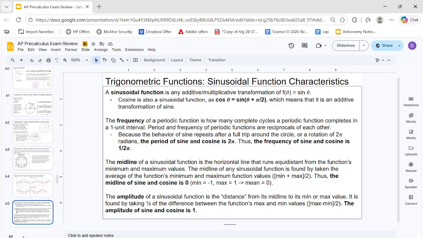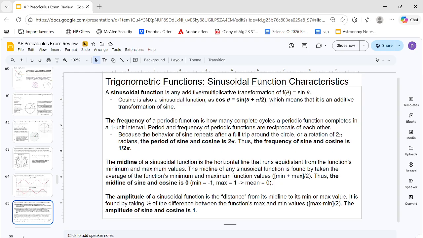A sinusoidal function is any additive or multiplicative transformation of f(theta) = sine theta. Sinusoidal functions can also have cosine in them, so a sinusoidal function just means any sine or cosine function. The period of sine and cosine is 2 pi, and the frequency is 1 over the period, so 1 over 2 pi.